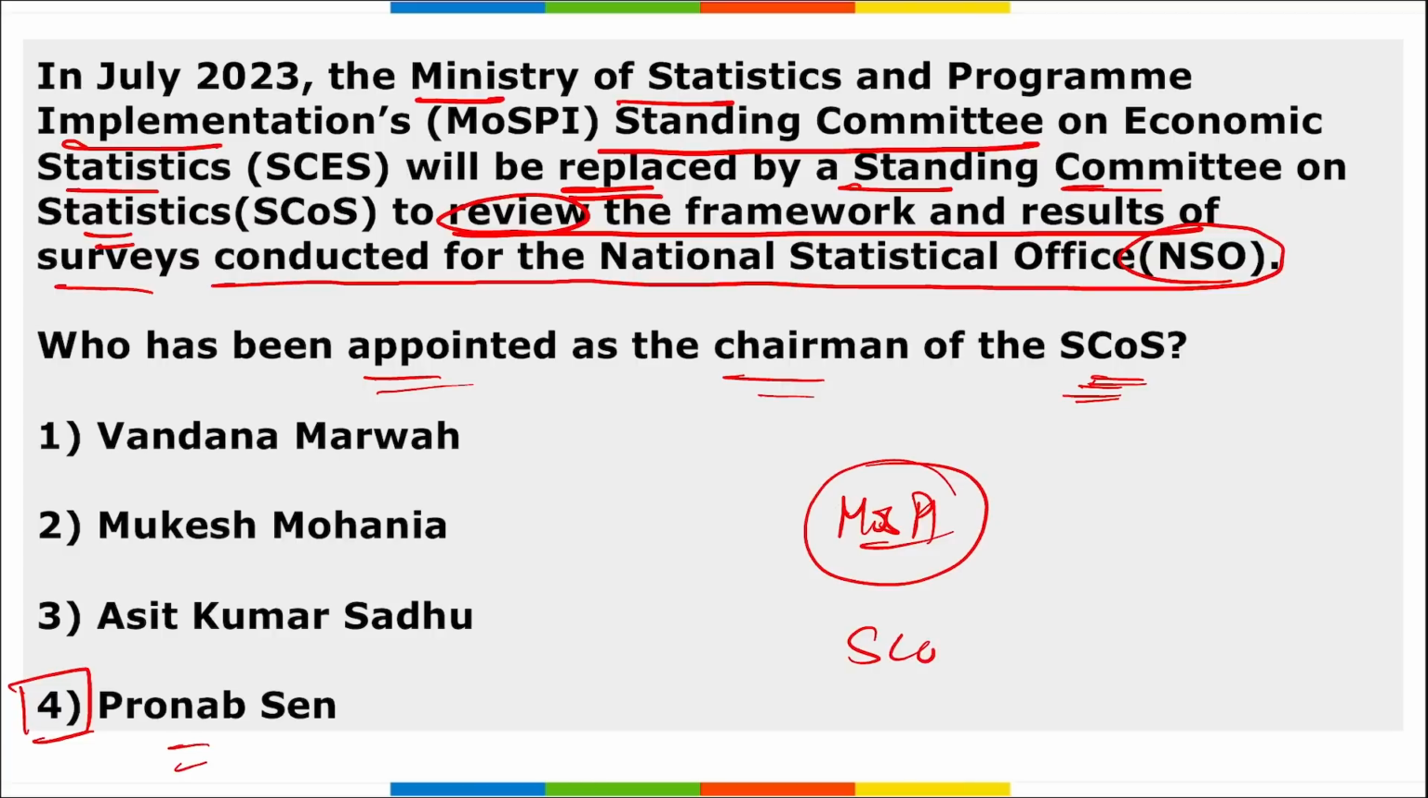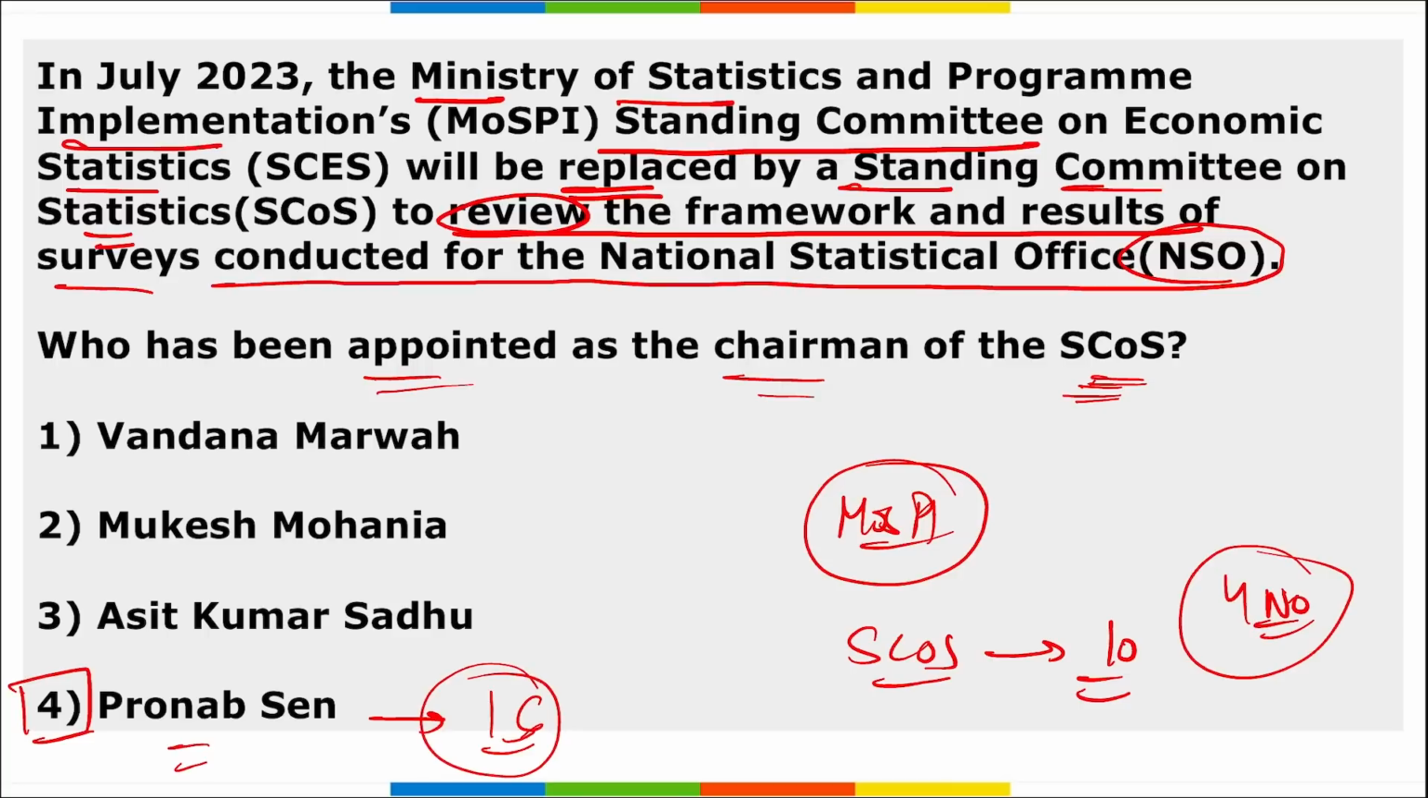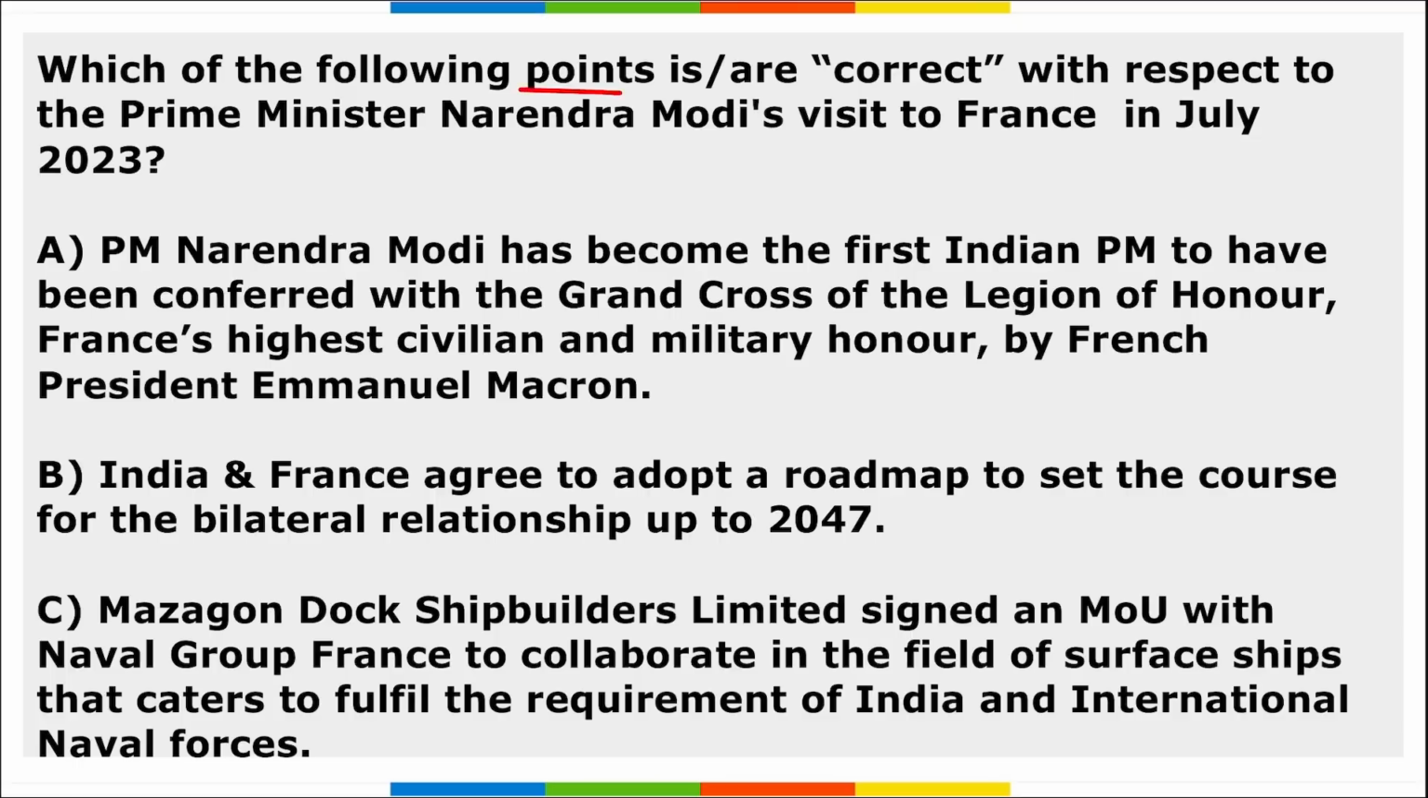And this SCOS, they have a total of 10 members. There are 4 non-official members, correct? And this panel can have up to a maximum of 16 members. Next, also remember, if we talk about Pranab Sen, he is the first chief statistician and the former chairman of the National Statistical Commission.